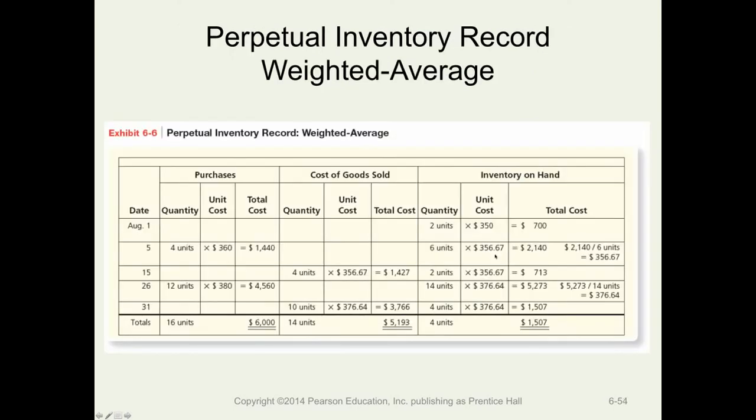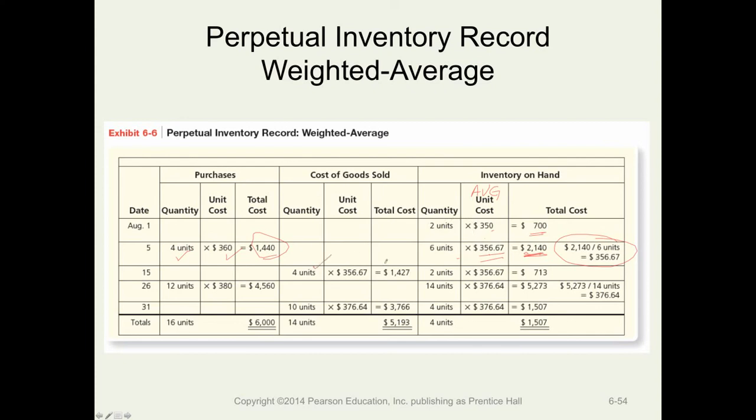Now, looking at this on a perpetual record, I think it's a lot easier than the narrative, so let's make sure we spend some time on this. 2 units at the average. Now, this is an average cost of $350 or $700. Now, we purchased 4 units at $360. That cost is $1,440. But notice what happens here. Your total cost is $2,140, but there are 6 units on hand. Your average cost is $356.67.